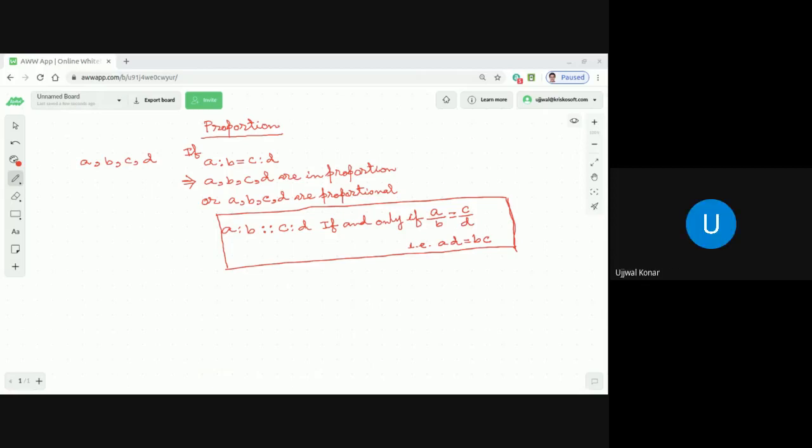Okay. Now, what are A, B, C, D called? They are called respectively the first, second, third, and fourth terms. A is called the first term, B the second term, C the third term, and D the fourth term. A and D are called the extreme terms. If I use a different color, A and D are known as the extreme terms.